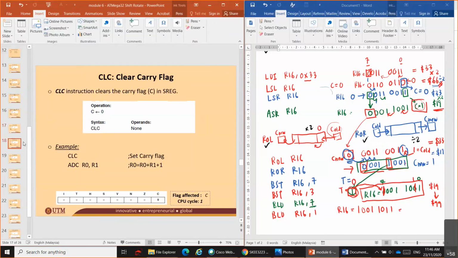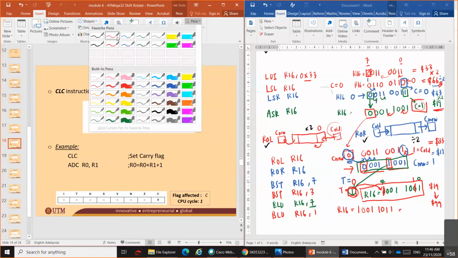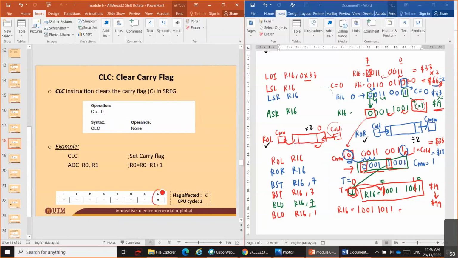Next we have the CLC. CLC stands for clear carry flag, which means you're going to clear your carry flag. This is the syntax. What is the operation? You put 0 to your C flag. Only the C flag is affected, which is always equal to 0, while other flags are not affected.